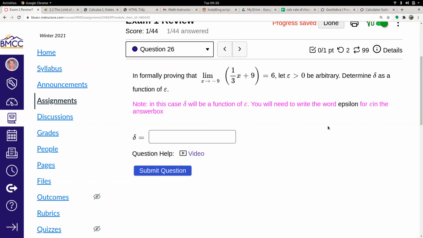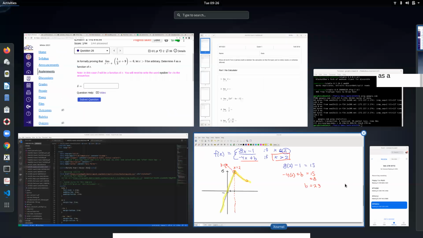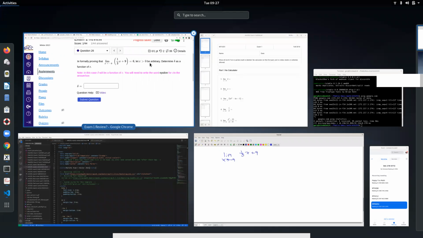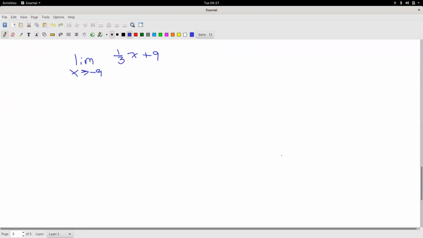So we've got 1/3 x plus 9, and we've got x equals negative 9 is the limit we're going to play with. So let's write that down on the board. And they don't tell us what epsilon is. So epsilon could be a millionth or a billionth. All right, so here we've got the limit as x approaches negative 9 of 1/3 x plus 9. Double check I got that right. Yep. And if we cheat and plug in negative 9 there, what do we get? 6 is the limit. So that's our value for L right there.